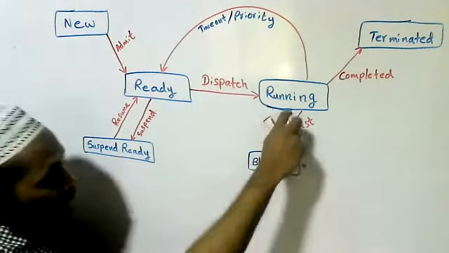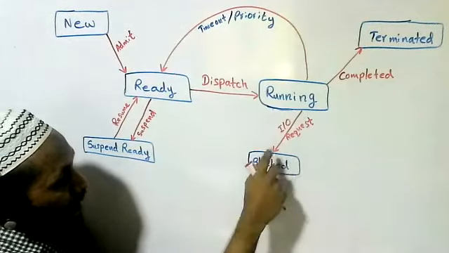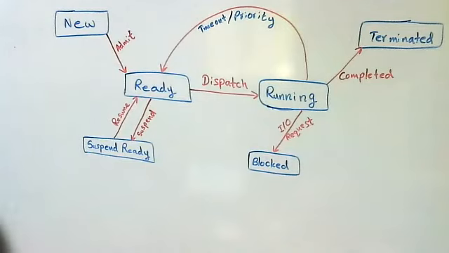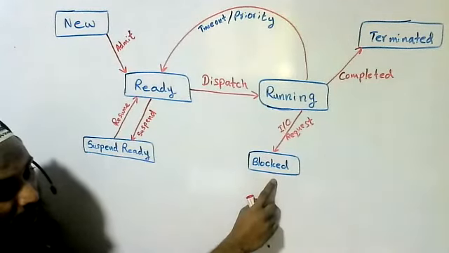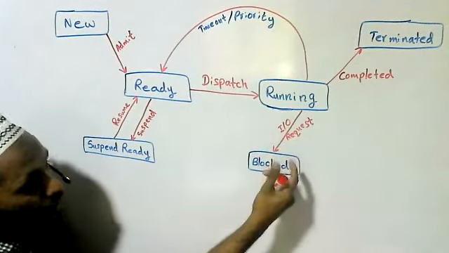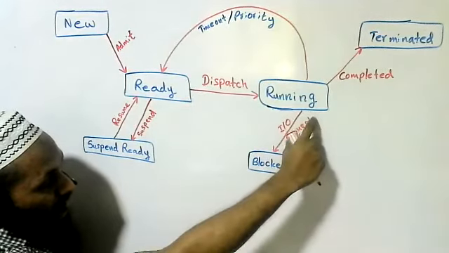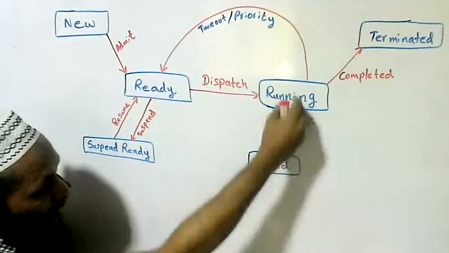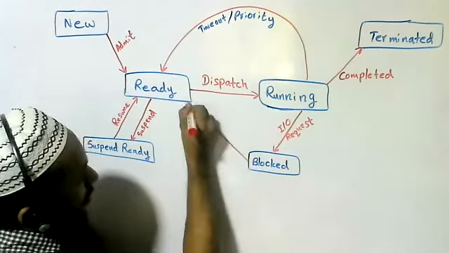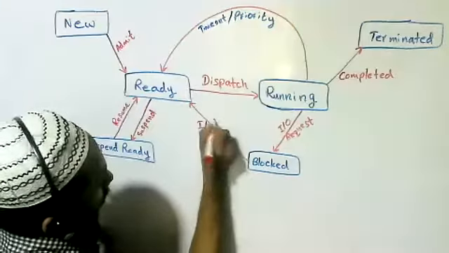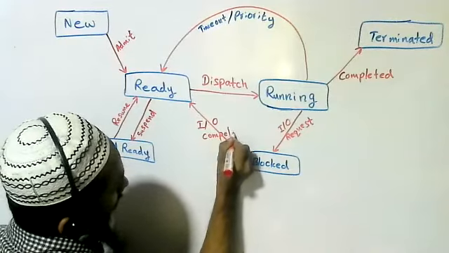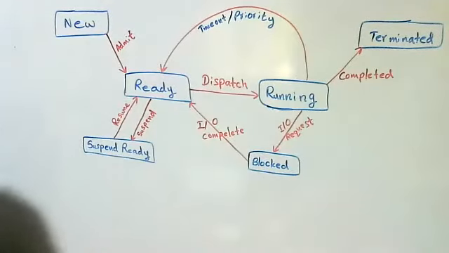Processes in blocked state. Why did a process come to blocked state, students? To accomplish its IO task, it needs an IO request. So to complete the IO request, processes are sent to blocked state. If the IO event completes, it goes to ready state. IO complete, or we can say IO occurs. After IO completion, it goes to ready state.